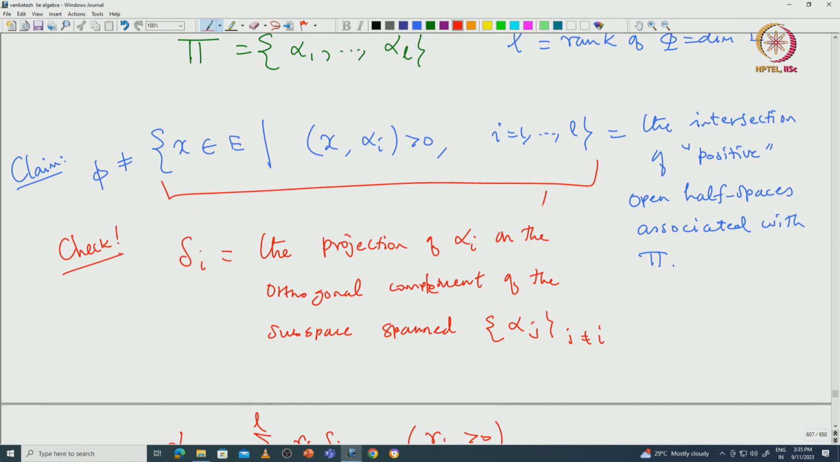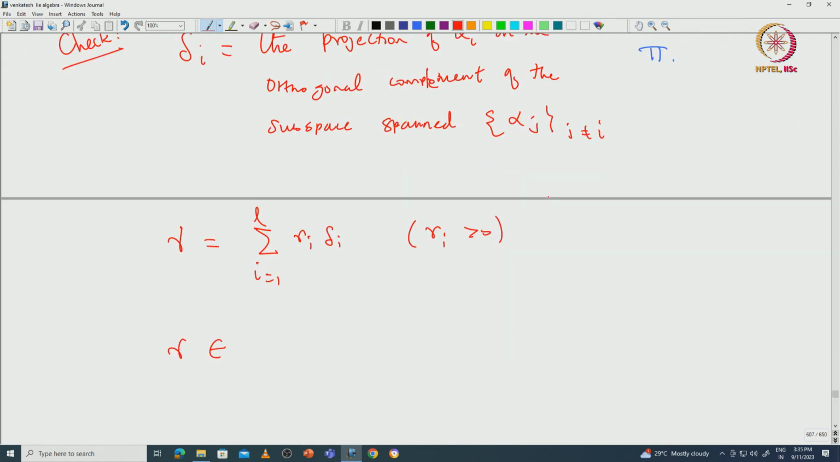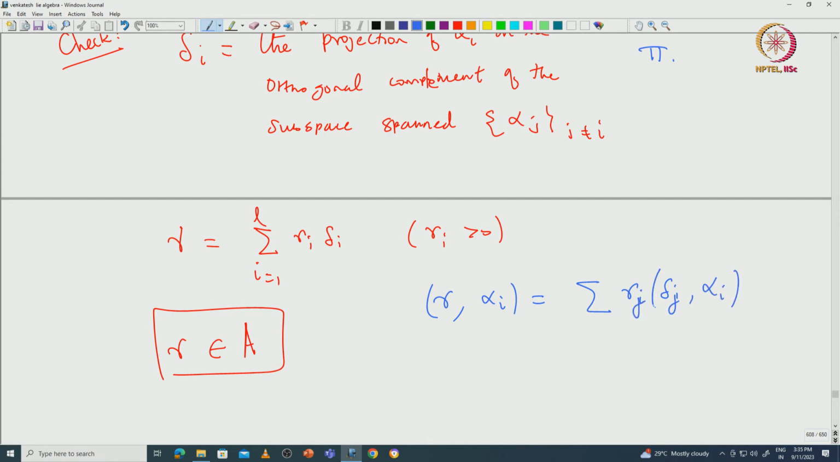Let me call it capital A. So this must be inside this capital A. You can directly compute this gamma comma alpha I, and then you can see what happens. Okay, let's do it now. Let us say gamma alpha I. That is going to be exactly equal to summation R j delta j alpha I, where j ranges from 1 to L.